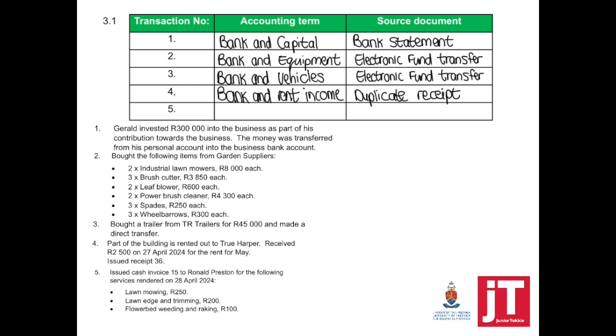The fifth transaction: issued a cash invoice to Ronald Preston for the following services rendered on 28th of April 2024. So the business rendered services. Our main income from services rendered will be fee income, or you can use current income. That money would have been paid into our bank account, and that's why bank is involved. And my source document will be cash invoice.